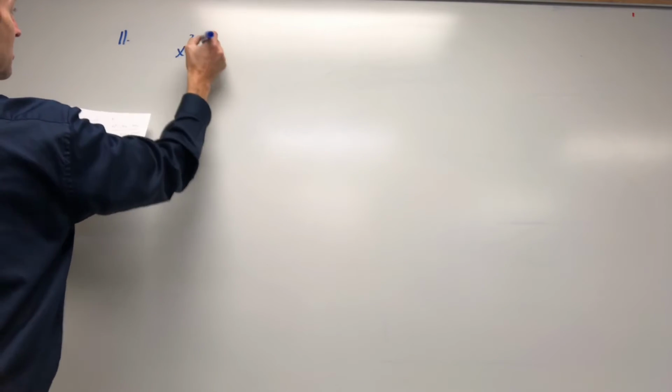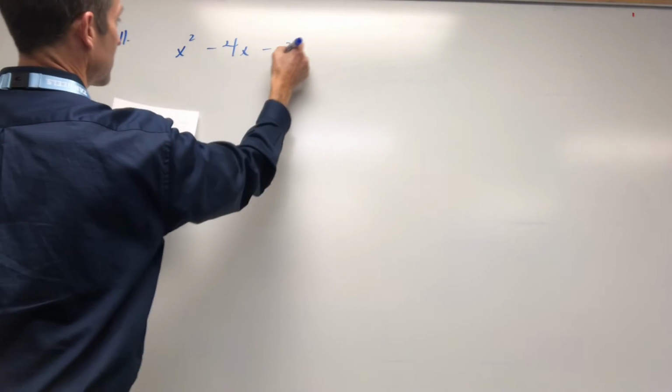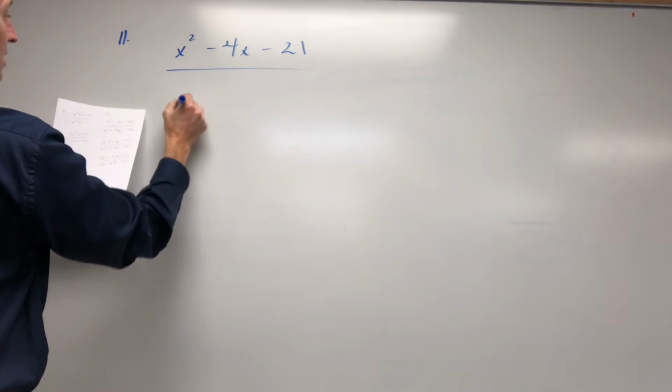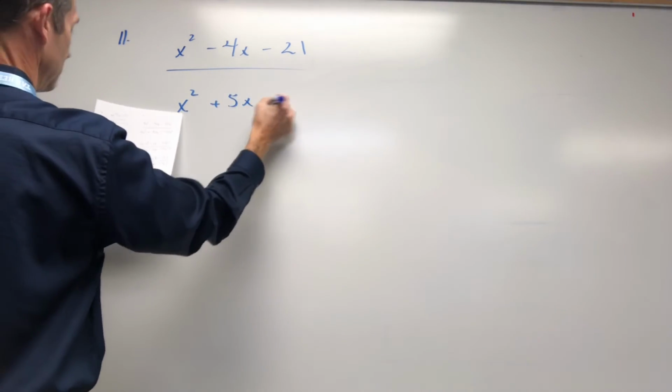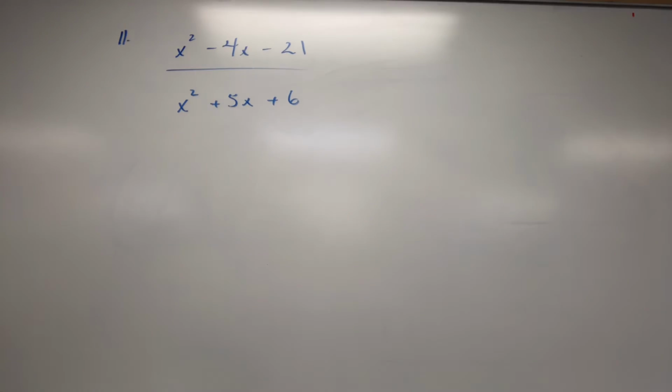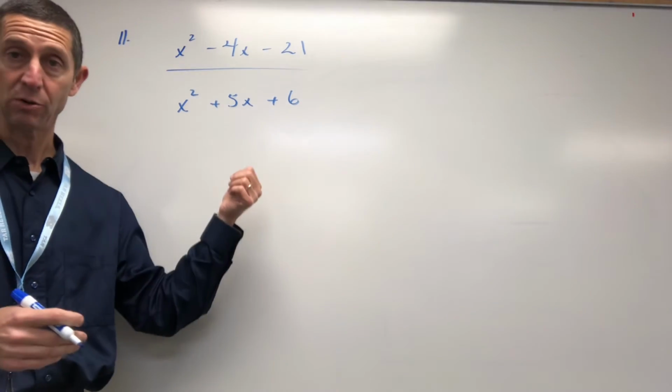All right, number 11. Let's see here. Oh yeah, we're going to be good at this. So x squared minus 4x plus 21 over x squared plus 5x plus 6. So this is your favorite type of factoring. These are the easy trinomials.